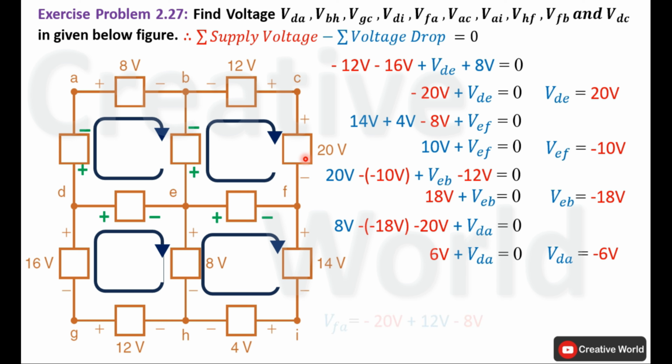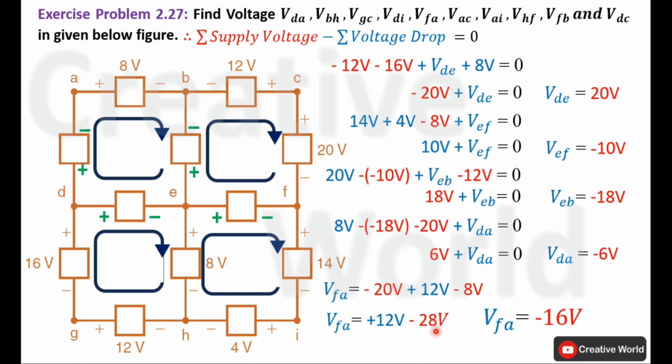Start from here. Current entering terminal is negative, so voltage will be taken with minus sign, minus 20 volt. Next one, current entering terminal is positive, so plus 12 volt, and current entering terminal is negative for last element, so minus 8 volt. Add minus 20 and minus 8 volt together, it will become minus 28 volt. Now subtract plus 12 volt from minus 28 volt, it will become minus 16 volt. Minus sign is taken because larger value has minus sign along with it.